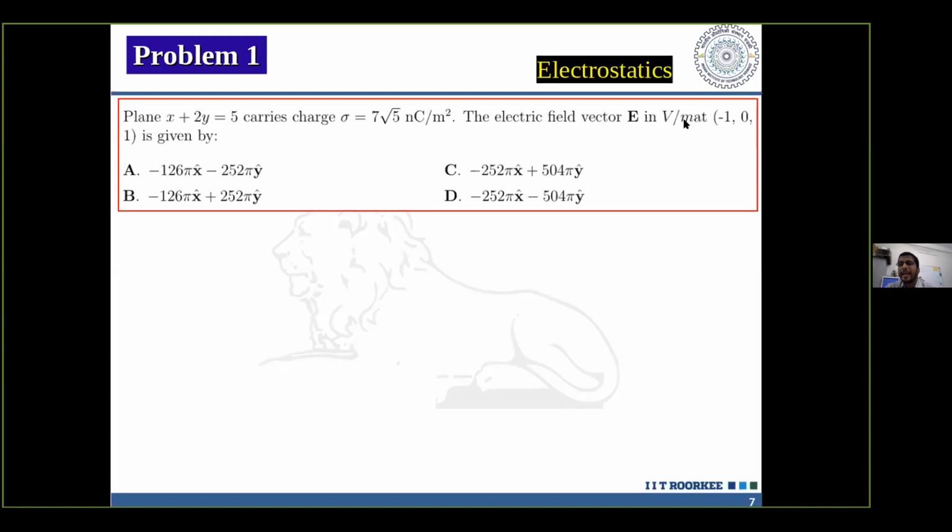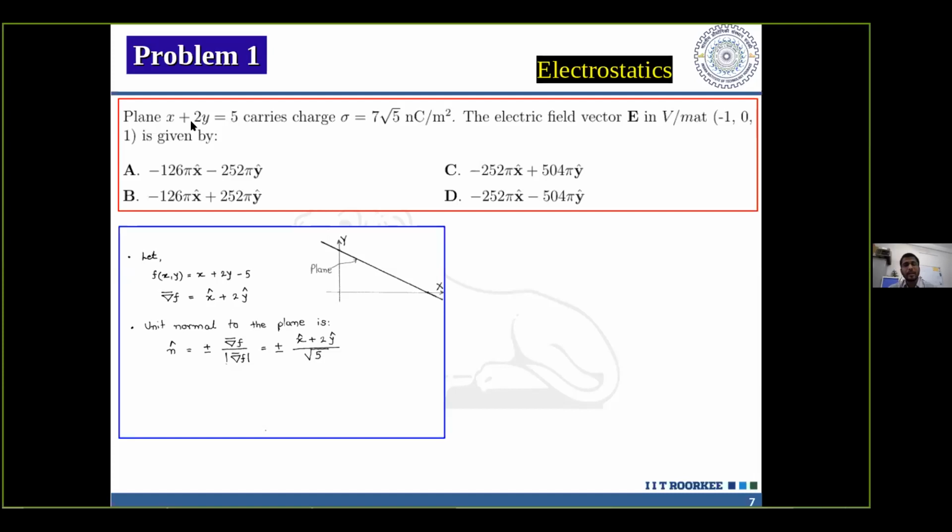So what is the big thing in this problem? All of us know that the electric field due to an infinite plane is sigma over 2 epsilon naught times n cap. This is very simple. But the plane is not defined by x equals 0, y equals 0, or z equals 0, so there's a small twist in the problem. How to go about this? I always prefer to draw a diagram whenever it is possible. I suggest that you draw a diagram that will give you an idea of what we are dealing with. I need the n cap vector, the unit vector normal to the given plane.